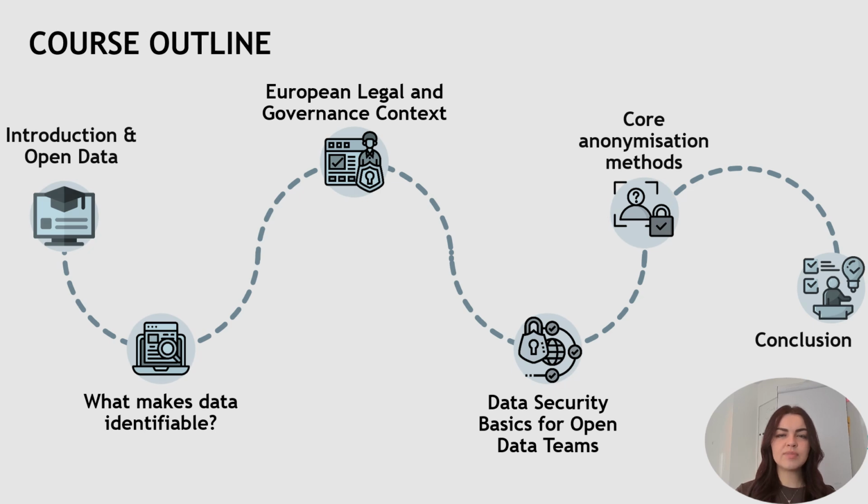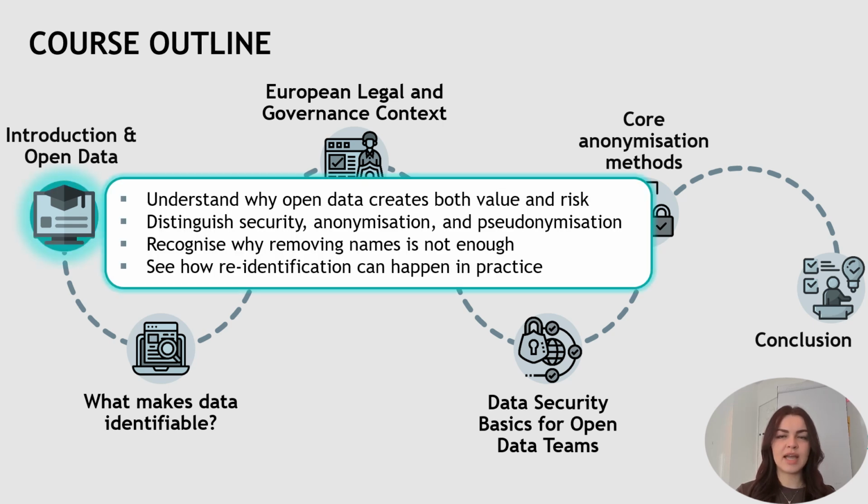The course follows a practical sequence. We begin with the basic distinction between value, risk, security, and anonymization. From there, later sections look more closely at identifiability, legal and governance context, security basics, and anonymization methods. After the first lesson, you will be able to understand why open data creates both value and risk, and distinguish the concepts data security, anonymization, and pseudonymization.